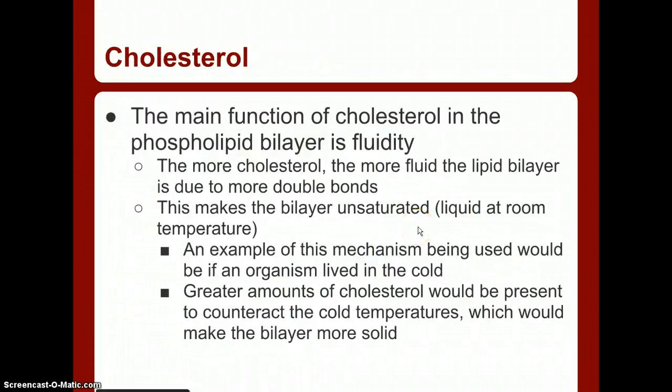So first we'll talk about cholesterol. The main function of cholesterol in the phospholipid bilayer is fluidity. The more cholesterol, the more fluid the lipid bilayer is due to more double bonds. This makes the bilayer unsaturated, which is liquid at room temperature. One example of this mechanism being used would be if an organism lived in cold weather. Greater amounts of cholesterol would be present to counteract the cold temperatures, which make the bilayer more solid. So to counteract that, you make it more fluid.